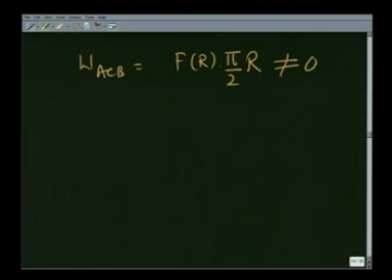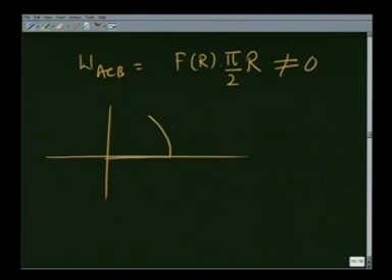So, if the particle moves in this force field from A to B through this path, by work-energy theorem it is going to have a kinetic energy at this point. On the other hand, if it moves along this path, there is going to be no change in the kinetic energy. So, this is another example of the force field where the work depends on the path taken.